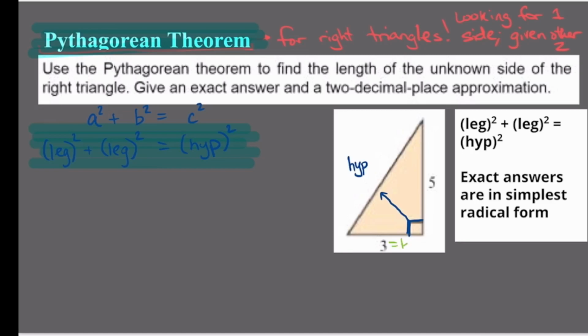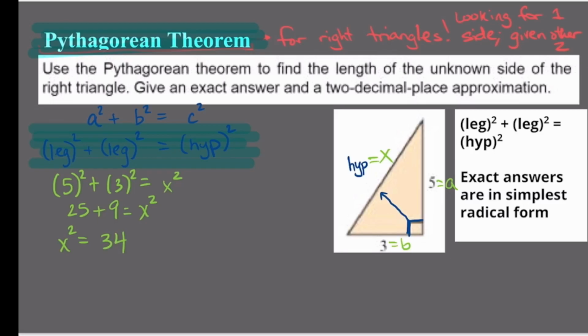So we're going to make 3 b, b for base. 5, we're going to make a for altitude or height. So we're going to write 5 squared plus 3 squared equals, and let's use x for the hypotenuse. So that's equal to x squared. 5 squared is 25. 3 squared is 9, equals x squared. So I'm just going to rewrite this as x squared equals 34.